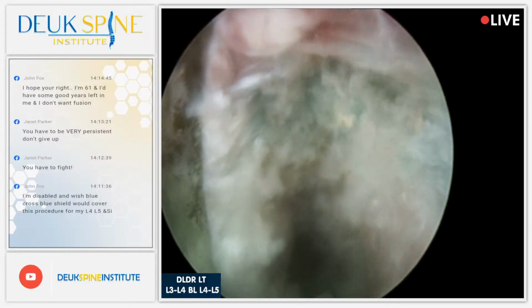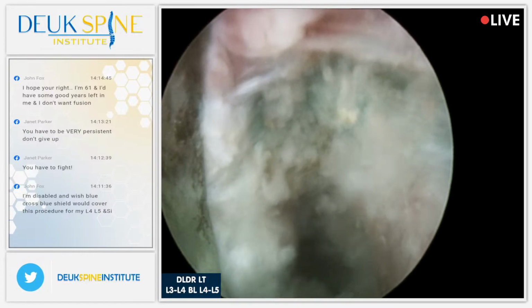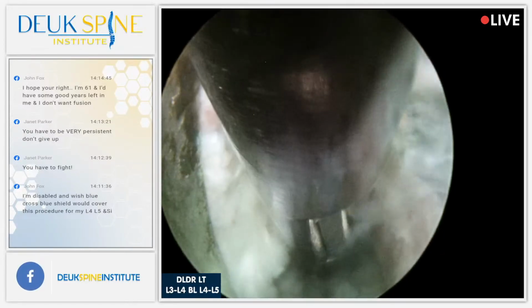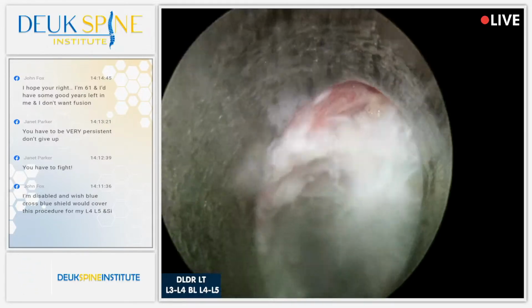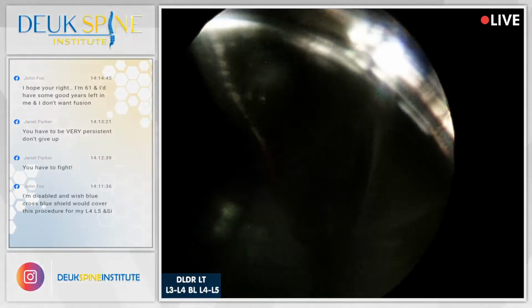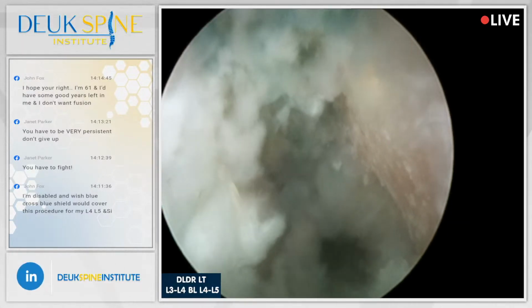Okay, I'm just about done. I need another, like, 1 minute probably, and I'll be done. I just want to see if there's anything else back here I can get out. We're at the back of the disc now, and I'm literally attacking the last of the herniation. So I'm going to bring the laser in one more time, and then we should be done.